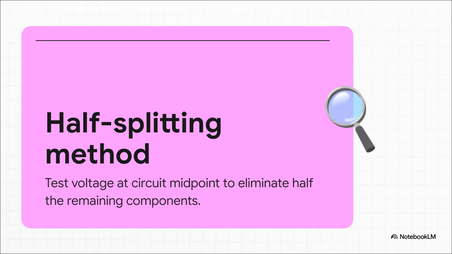To answer those questions fast on a complex circuit, we use the half-splitting method. This is an elite diagnostic framework. Instead of testing sequentially from start to finish, you look at your schematic, find the exact electrical midpoint, and test voltage there. Got voltage? The problem is downstream. No voltage? It's upstream. Every single test mathematically eliminates half the remaining circuit. You can literally isolate a fault among 16 separate components in just 4 precise meter tests. It's a total game changer.